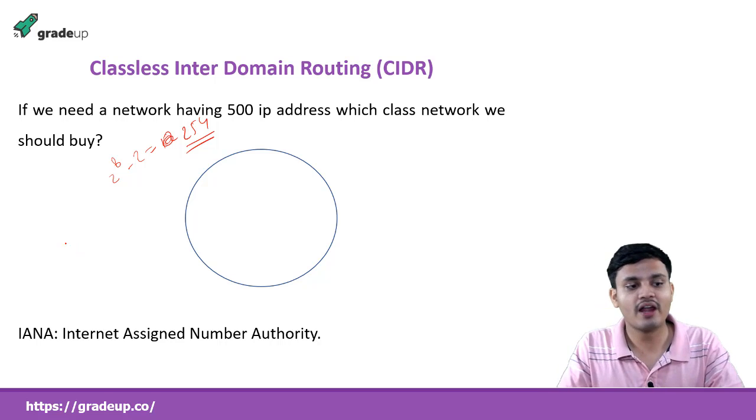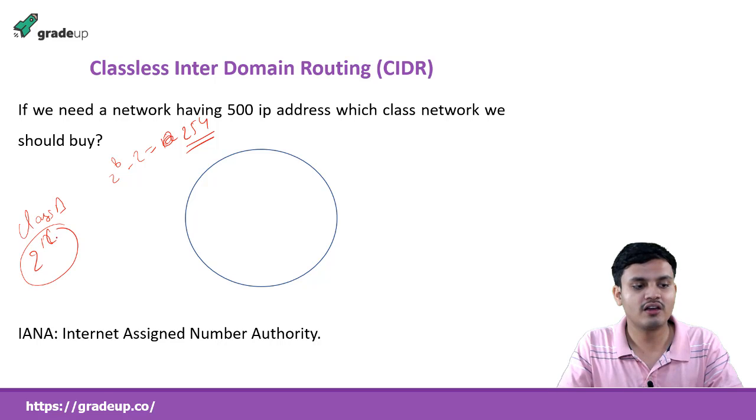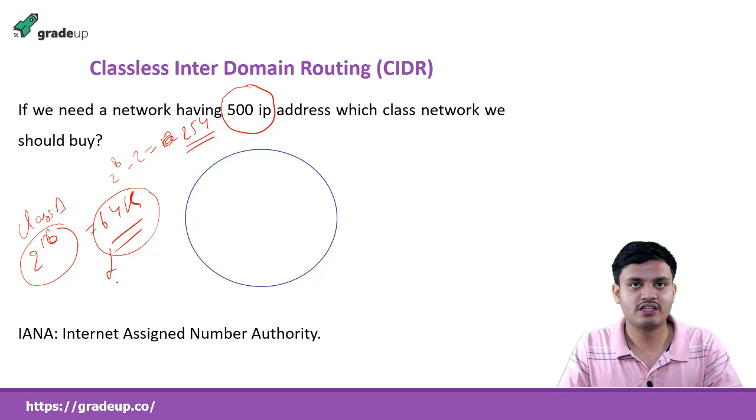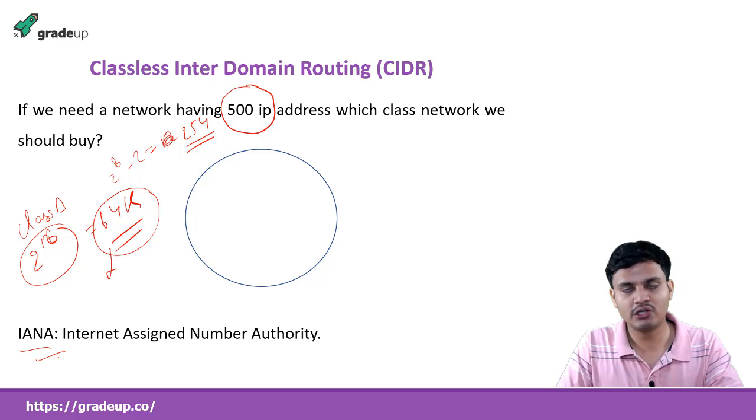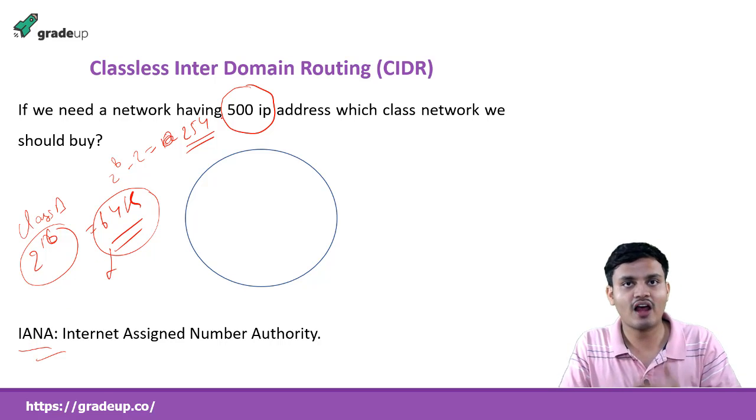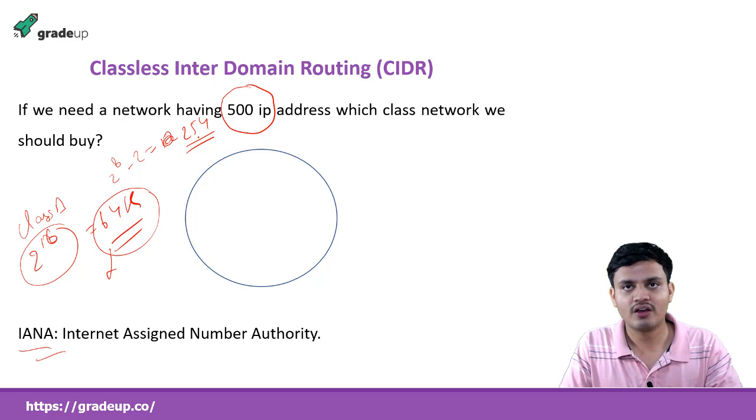So now I should buy class B. If I buy class B, it will be 2 to the power 16, that is 64K. And that is huge. That is not my requirement. My requirement is only 500 IP addresses. If you multiply, it is about 64,000 IP addresses. So the Internet Assigned Numbers Authority people thought that classful IP addressing is not that efficient. We should use something else. Because if someone's requirement is 500 and they buy a class B network, then they are wasting a lot that can be used.